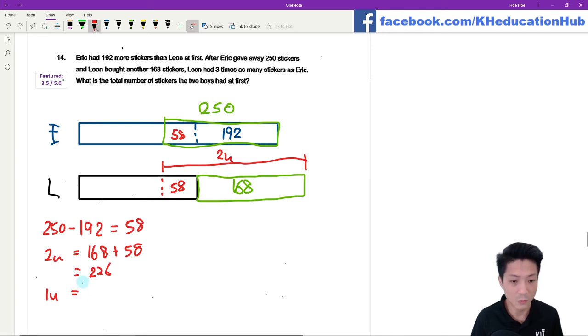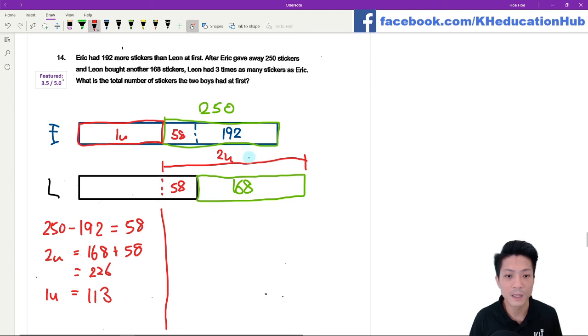226 divided by 2 is 113. Okay, just to be clear, the 1 unit is this box over here. Now let us find Eric's share first. Eric at first is 113, which is 1 unit, plus 250.